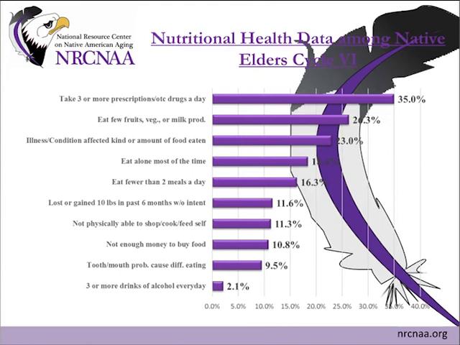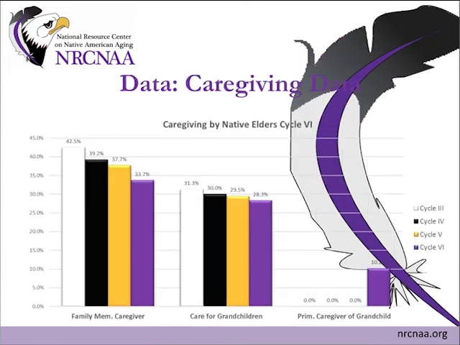So when we look here at the family member caregiver, for the Native elder who has a family member caregiving for them, we can see the trending data. In Cycle 3, it was 42.5%, and then fast forward all the way to Cycle 6, it's 33.7%. So it's improved. Caregiving for grandchildren went from 31.3 to 28.3% over a 12-year time span, so it's slightly improved.